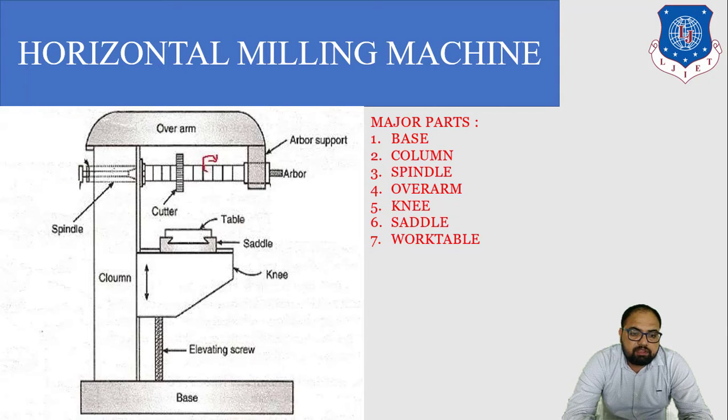You can see the basic arrangement in a horizontal milling machine. In a horizontal milling machine, base, column, spindle, overarm, knee, saddle and work table are the basic parts. You can see the base, which is fitted at the bottom of the milling machine. It is the most important part of the milling machine. The elevating screw, column, spindle, overarm, cutter, table and saddle are all fitted in the horizontal milling machine.